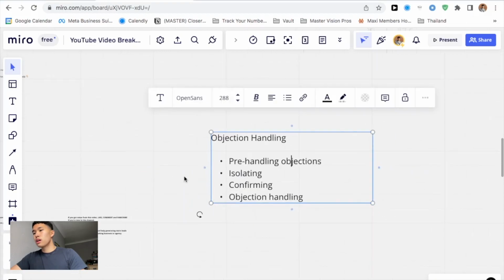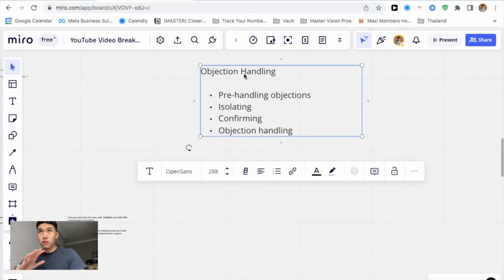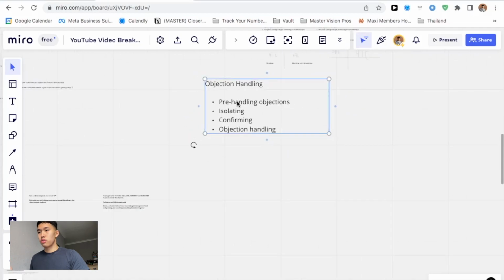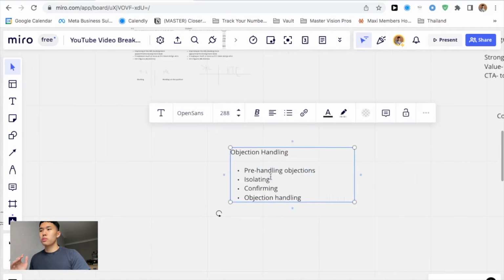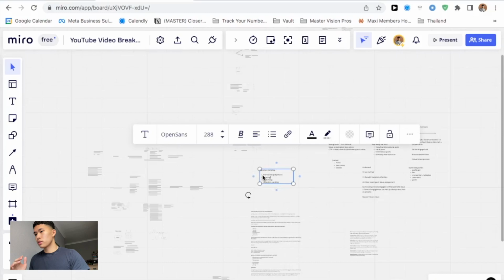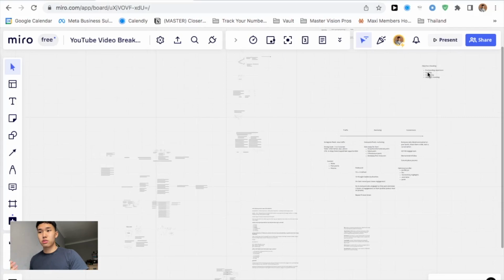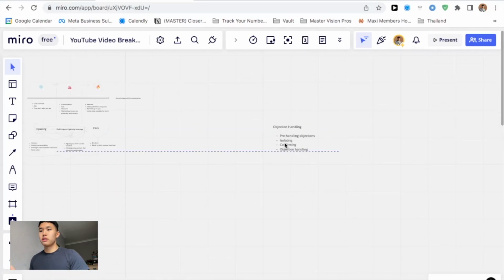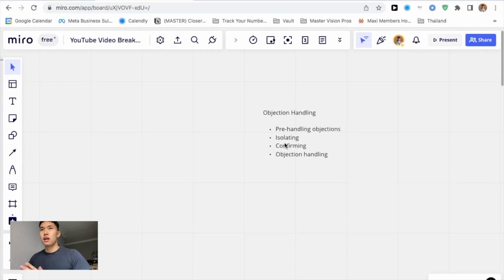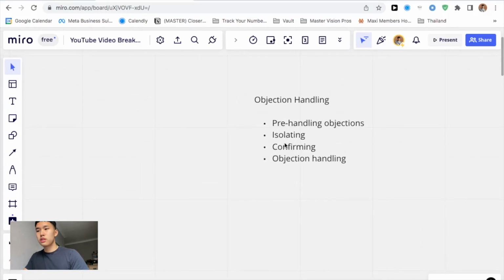Now, pre-handling objections is when you're on the call, or even before the call, even on the form, you can pre-handle some objections. You can get some possible objections out the way before you actually get to the objection handling, so that by the time you state the price, they have nothing to say, and that makes closing a lot easier. You're going to close at a higher percentage because you've already handled what they're going to say.